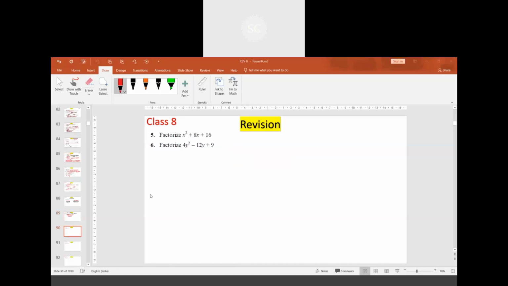Hope you are understanding it. A plus b whole square. Middle term 2ab, 2 into 4 into x, correct. So the answer here is x plus 4 into x plus 4. For this, it is a minus b whole square: 2y minus 3 whole square, which is 2y minus 3 into 2y minus 3. Isn't it?